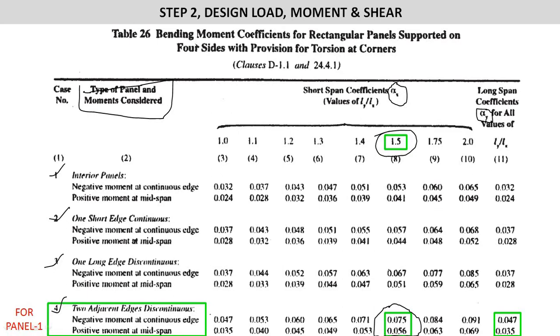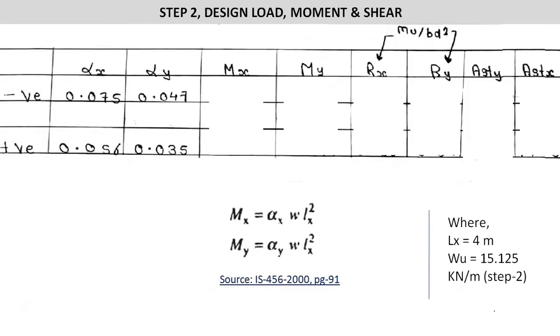There will be two values for alpha x, 0.075 and 0.056, of which the first is negative and the second is positive. Similarly, there will be two values for alpha y, the first negative and the second positive: 0.047 and 0.035. Now we have to make a table like this, in which at the top we write alpha x, alpha y, Mx, My, Rx, Ry, Astx and Asty. Initially we write negative and positive.